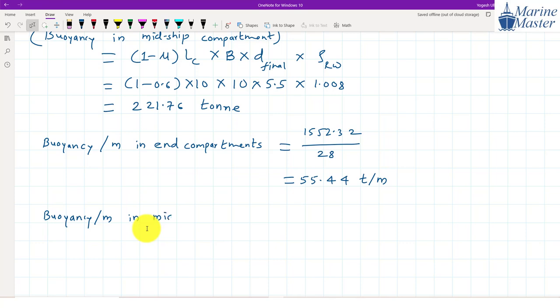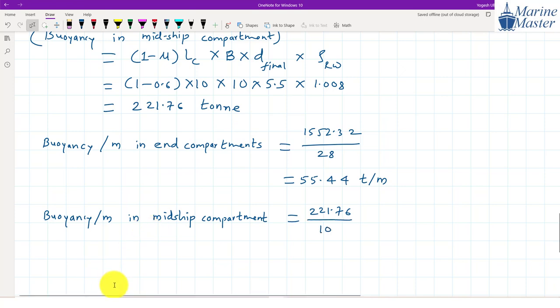And the buoyancy per meter in the midship compartment: 221.76 divided by 10, guys. That will act throughout. So 22.176 ton per meter. Okay. So before going further, please add this discussion.